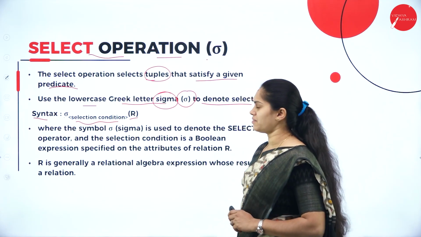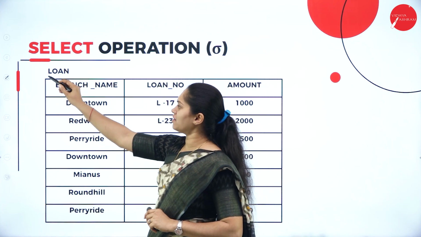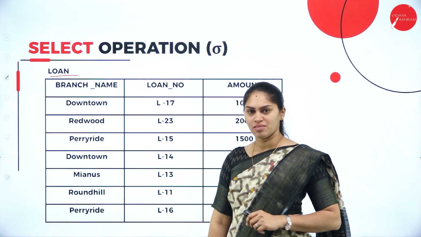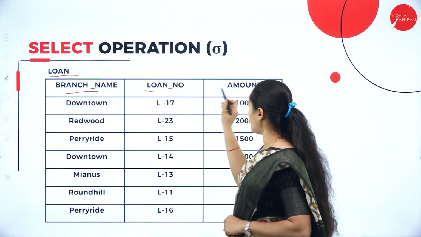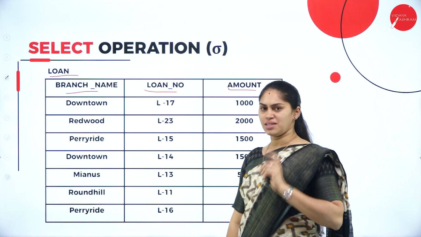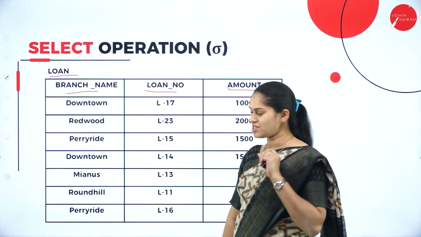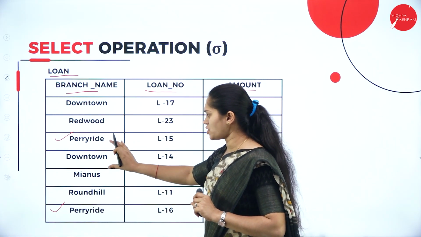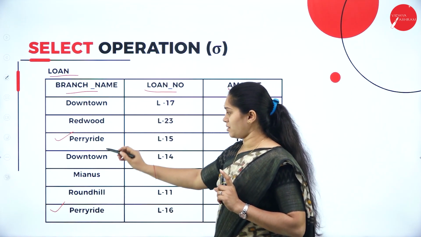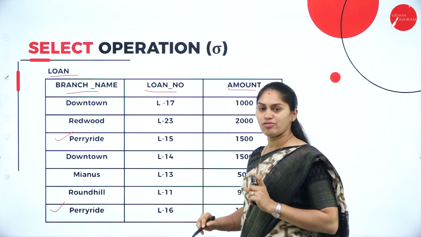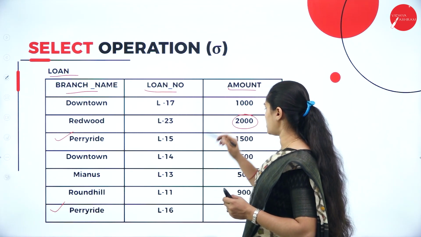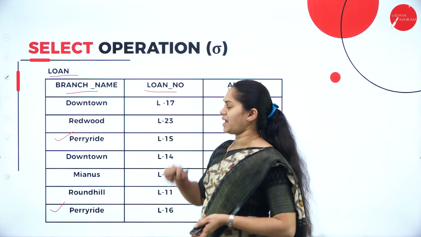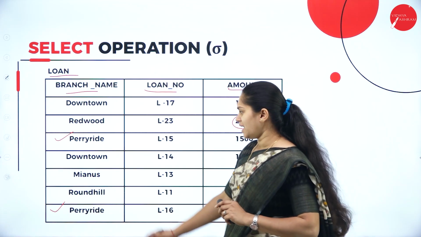We'll see one example so it will be easy for you to understand. Here we have a loan relation. What is the name of the relation? Loan. Then how many columns do we have? We have 3 columns: branch name, loan number, and amount. Imagine I wanted to fetch the rows whose branch name is Perry, or whose loan number is L15, or whose loan amount is 2000 rupees. So if I wanted to fetch a particular tuple based on a certain condition, then we have this select operation. As of now, let me go with this example.